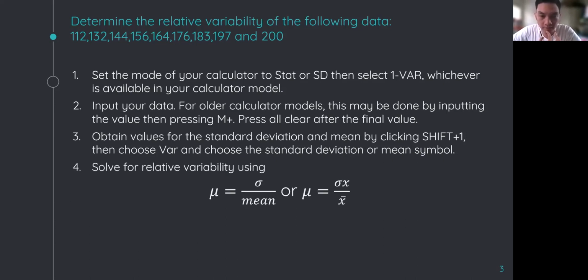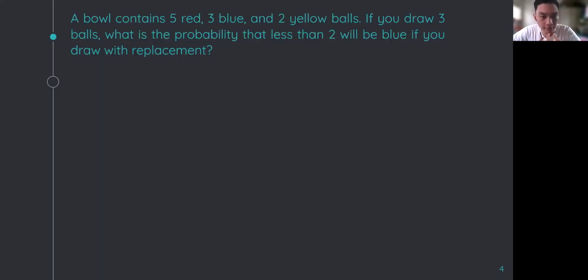Then after that, you can use the relative variability formula, which is mu equals sigma, where sigma is the standard deviation, divided by the mean. In the calculator, standard deviation is sigma x, and the mean is x bar. Then you can input all the values, substituting, and you can get 0.172. The next problem.